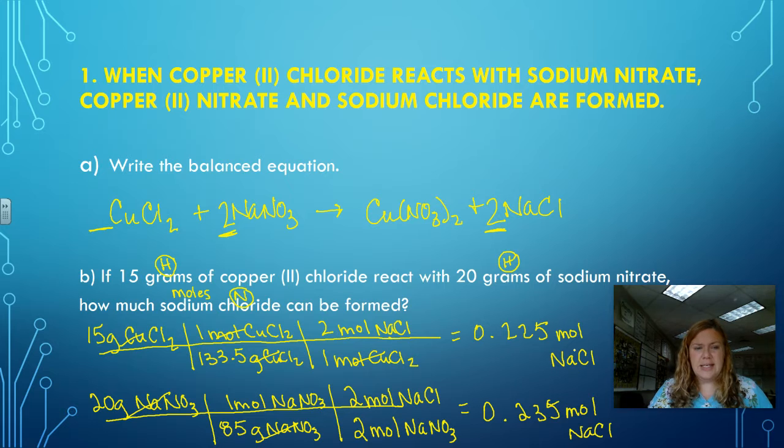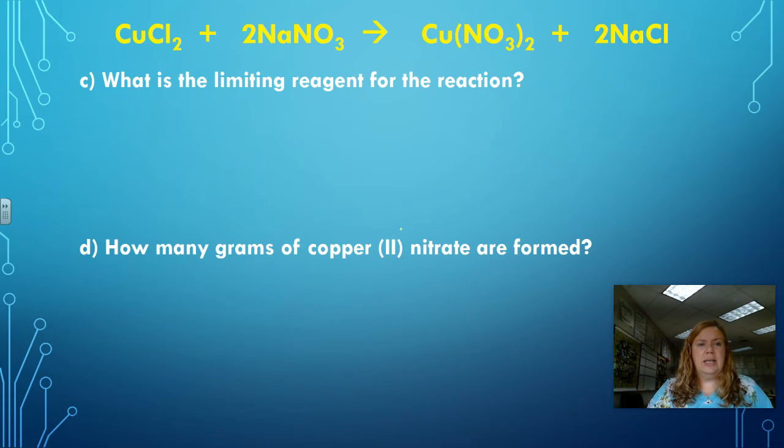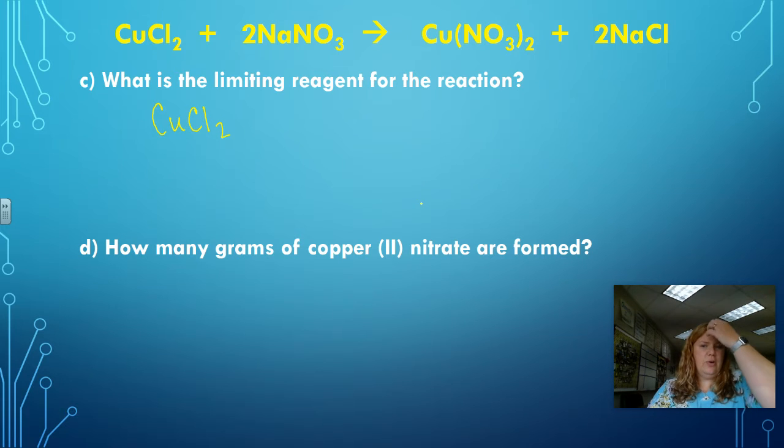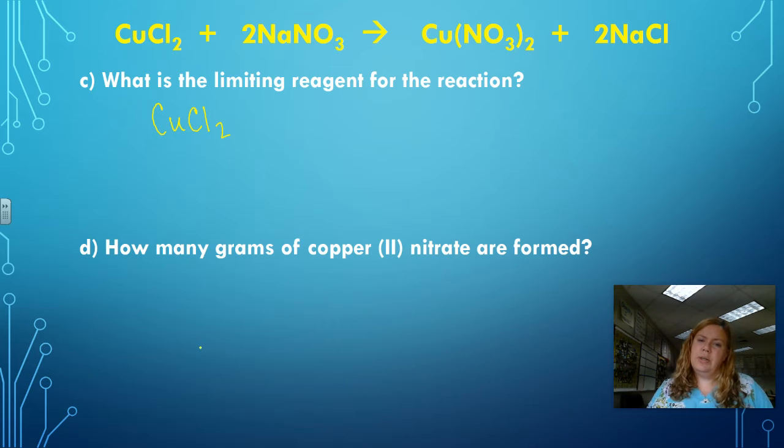So in this case, copper 2 chloride is my limiting reagent. So again, my C here tells me what is my limiting reagent for this reaction. Copper 2 chloride is my limiting reagent. Therefore, that tells me that I can't make any more because I'm going to run out if I use all of my sodium nitrate. Now my next question is, how many grams of copper 2 nitrate are formed?